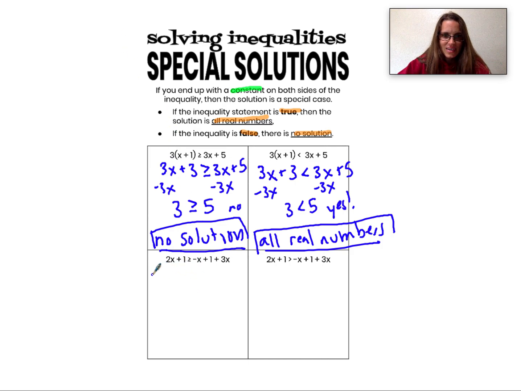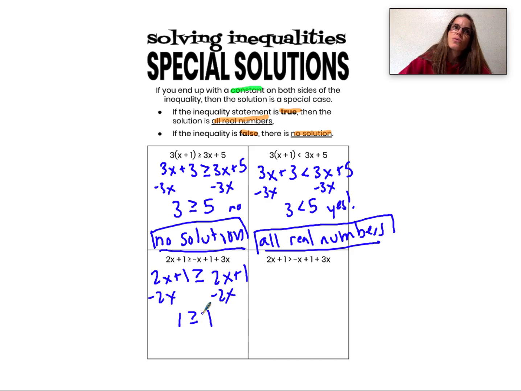Moving on, example 3. 2x plus 1 is greater than or equal to, combining like terms, negative x plus 3x, 2x plus 1. Subtracting 2x from both sides, I end up with the same constant on either side of my inequality, 1 greater than or equal to 1. If I were solving an equation, I would see the same constant on each side, and I would automatically say all real numbers. With an inequality, I have to think, is 1 greater than or equal to 1? Well, it's not greater than 1, but is it equal to 1? Yes, it is. That's a true statement. So this is an all real numbers special solution.